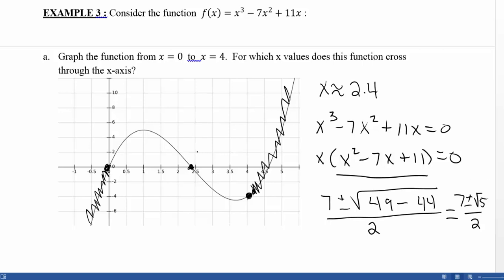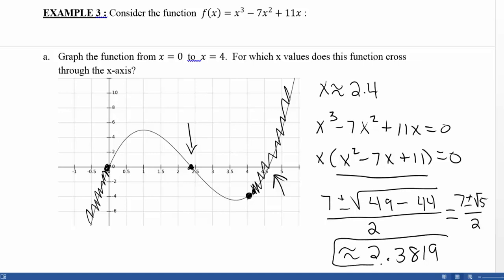Those two roots represent the point I want, and then this other point over near 5 that I'm not interested in because it's not in my interval. Taking the minus square root is going to give me the point I want. So 7 minus the square root of 5, divided by 2, is going to give me 2.3819 approximately. I rounded to 4 decimals. That was pretty close to my estimation from before, which was 2.4. I'm going to keep those 4 decimals, however, because it's a little more accurate.